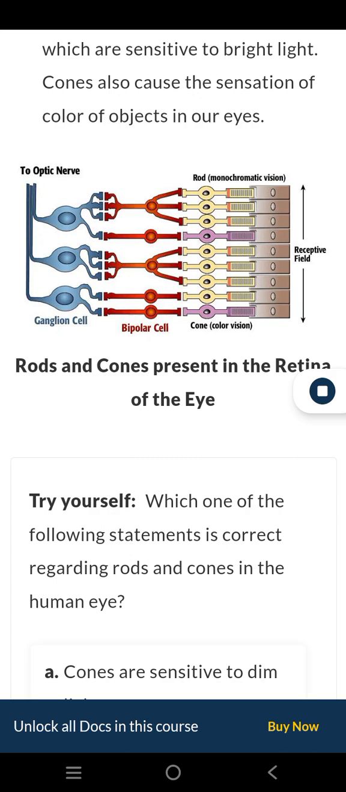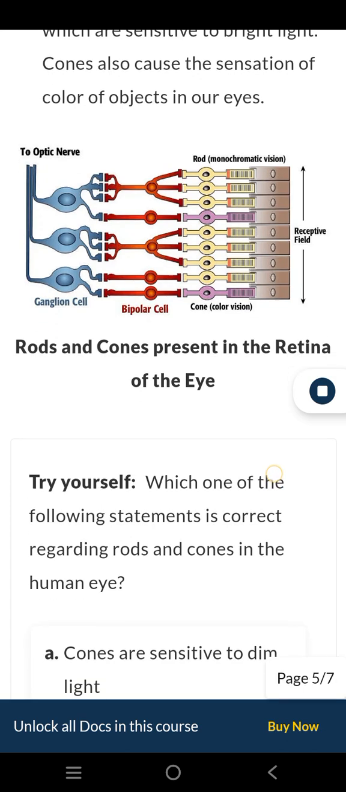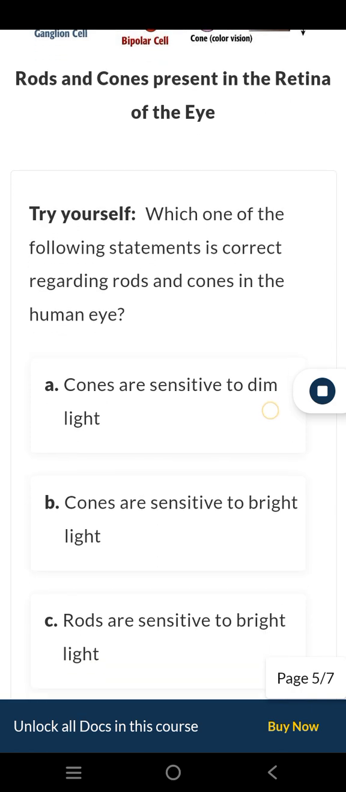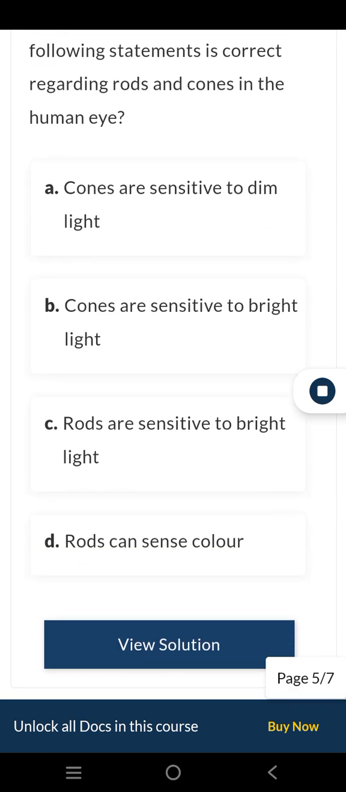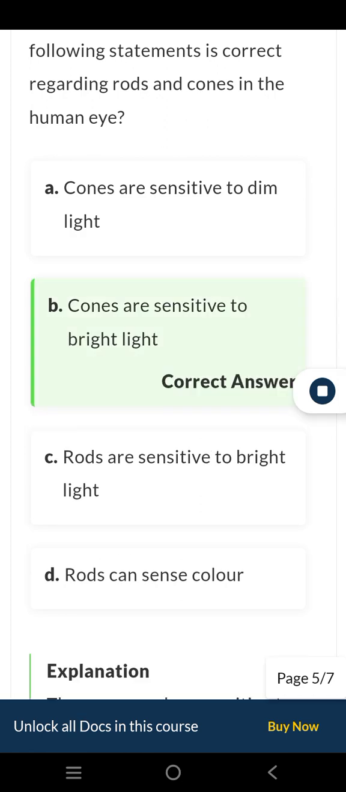Try yourself. Which one of the following statements is correct regarding rods and cones in the human eye? A. Cones are sensitive to dim light. B. Cones are sensitive to bright light. C. Rods are sensitive to bright light. D. Rods can sense color.